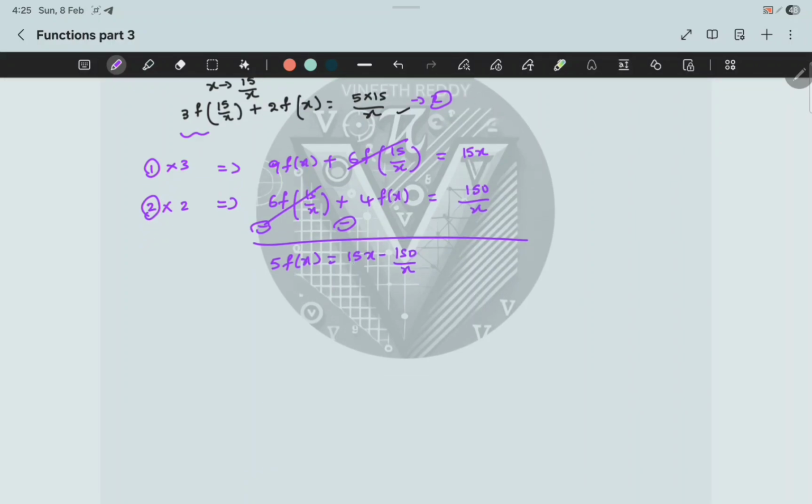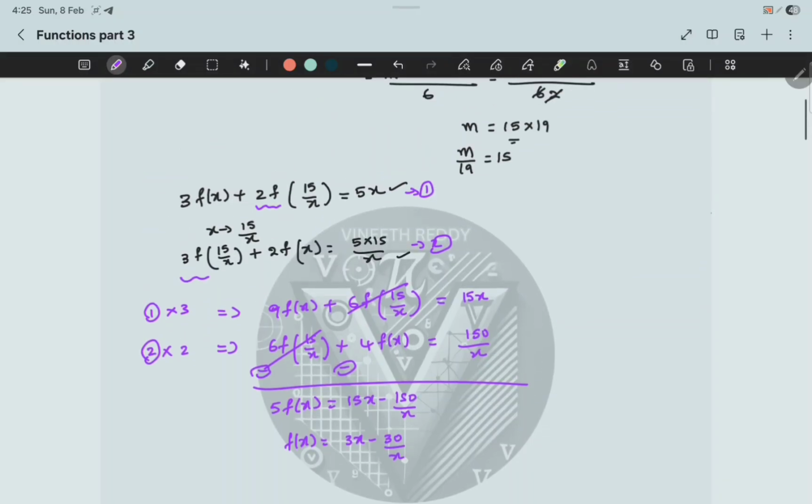5 times f of x is equals to 15x minus 150 divided by x. So f of x should be 15 divided by 5 should be 3 and 150 divided by 5, I think this should be 30 divided by x. So yes, it should be 3x minus 30 divided by x.